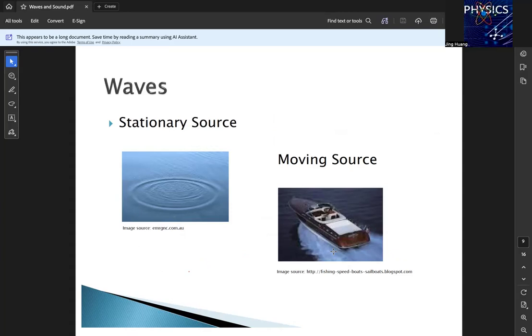So, waves. Here are some pictures of waves. First is a stationary source. If we throw a pebble into the lake, then the water ripple just spreads out on the stationary water. And the other one is a boat. The boat is moving, so the wave will actually follow the boat in different directions.